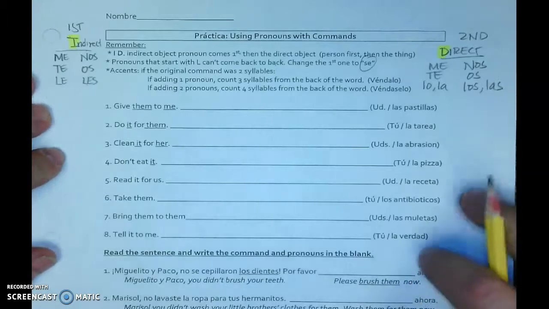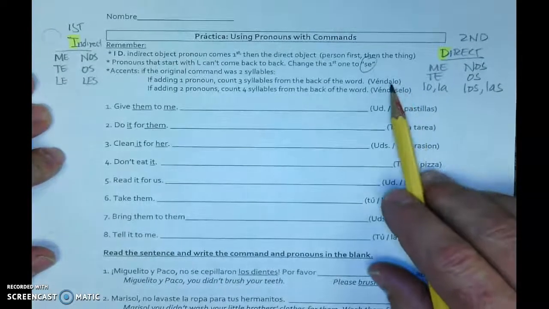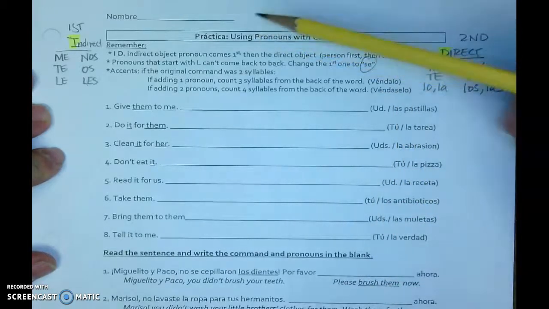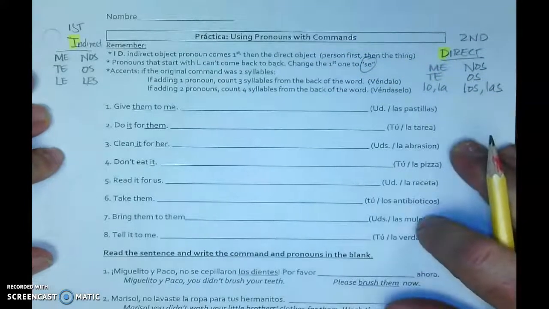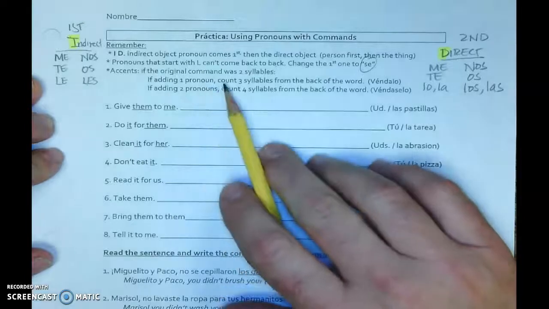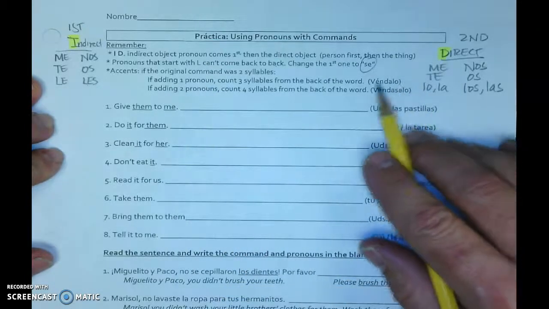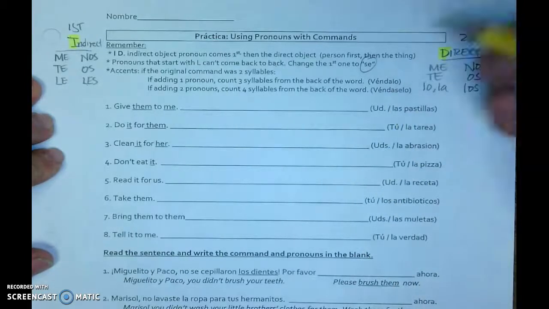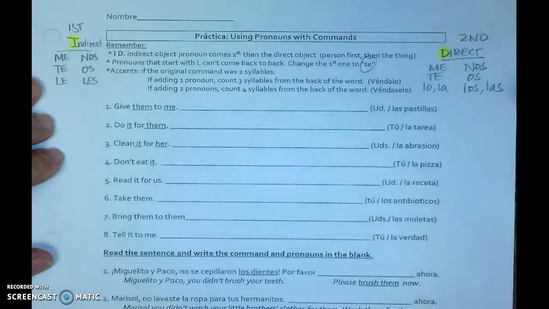Okay, when we have affirmative commands, we're going to be attaching the pronouns to the end of the command. So if the original command was two syllables, like venda, which means to bandage, and you add one pronoun, you're going to count three syllables from the back to find the accent. So véndalo, for example: venda was two syllables, and then we added lo, so we're going to count three syllables from the back. Just count the vowels, 1, 2, 3, and that's where the accent's going to go.